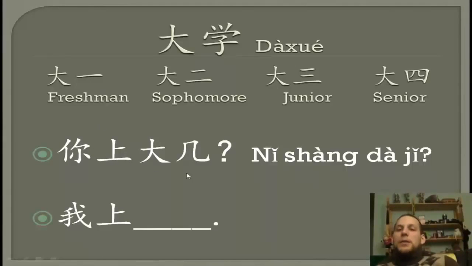Right? So just like we did before, we answer the question the same way, but we take out the 几 and we put in that number. So if you're a freshman, you'd say 我上大一. If you're a sophomore, 我上大二. If you're a junior, 我上大三. And finally, if you're a senior, you'd say 我上大四.